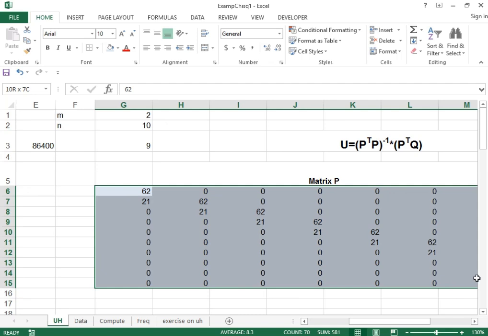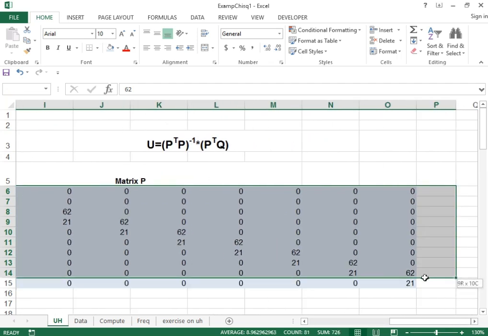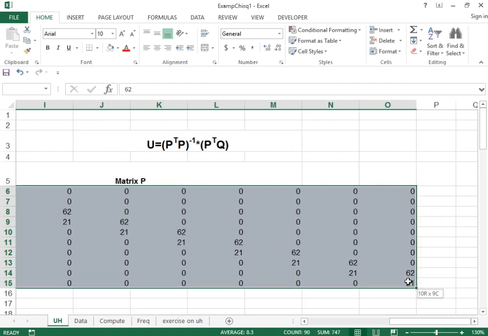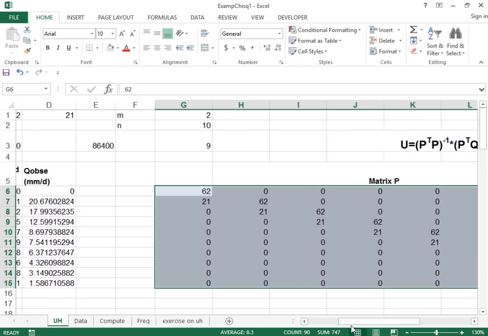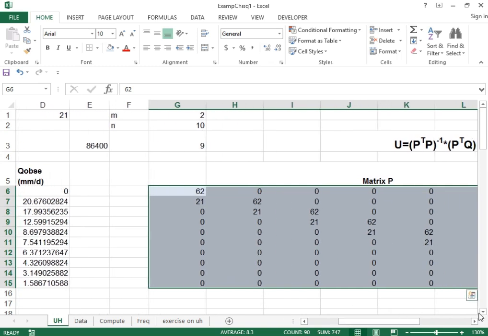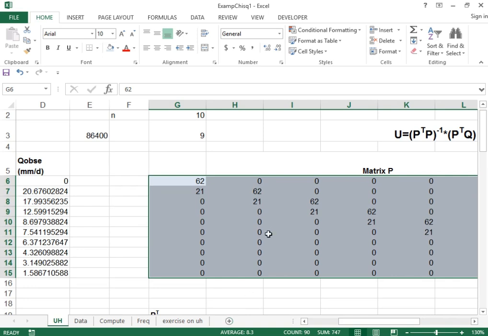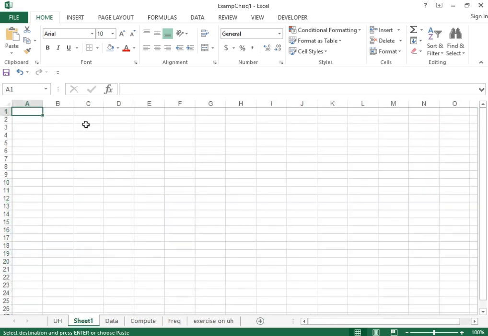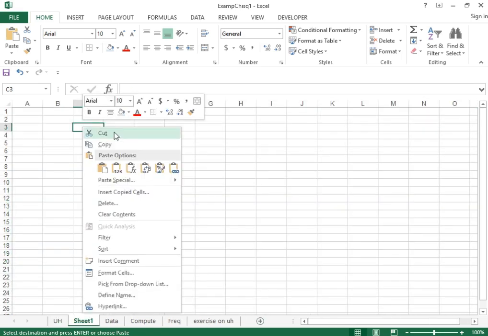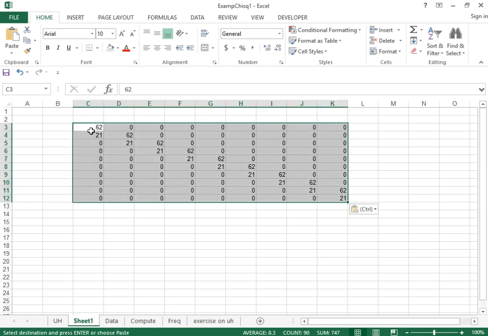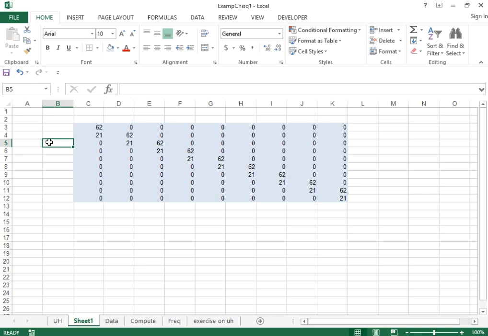So this is the first matrix P. The matrix P, or you can say H, is a 10 by 9 matrix. You can have this one. Let me illustrate it in another Excel. Let me copy this. And the matrix is this one. This is the matrix P.